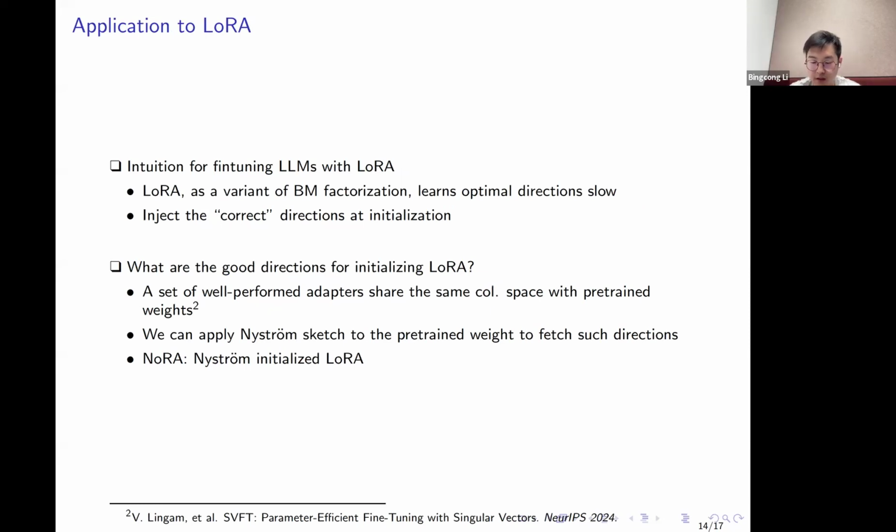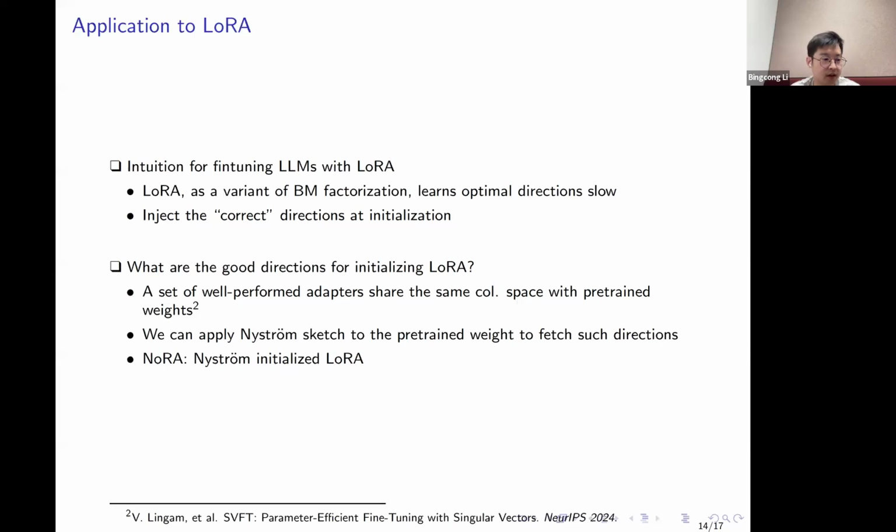Because learning this direction is slow, in practice we want to initialize my LoRA so that it is close enough to the optimal directions. This is the message that we try to convey from our theoretical derivation. But the problem is that in LoRA, in fine-tuning language models, we do not know the optimal direction for the optimal solution. We do not know the optimal column space. How can we achieve this?